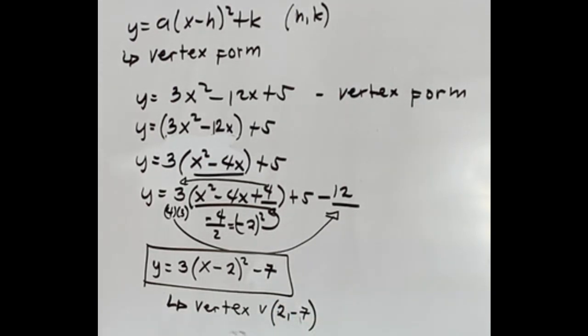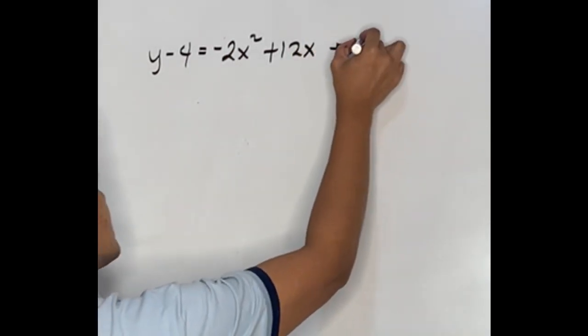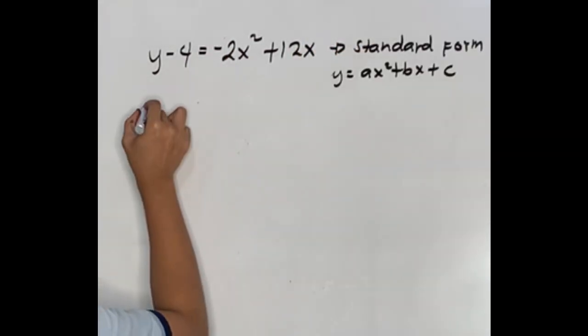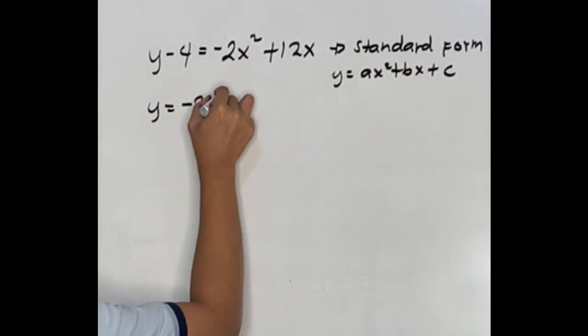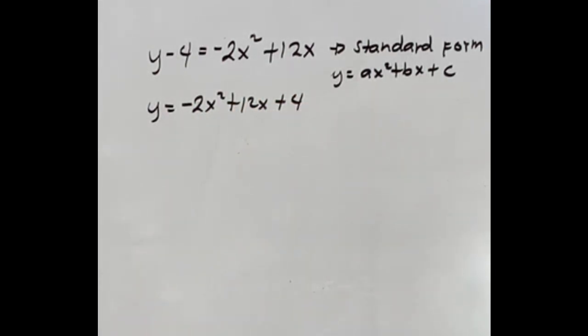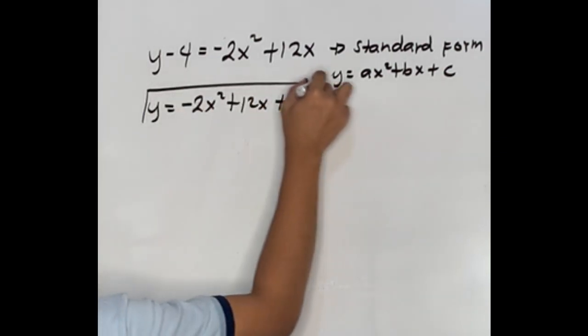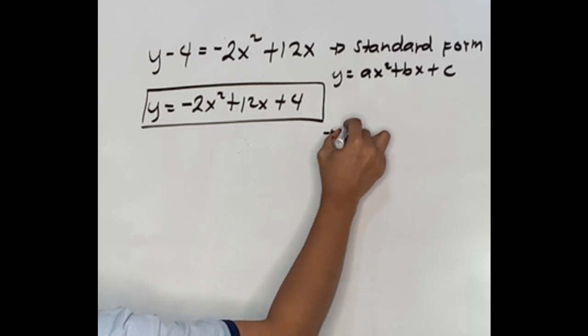Let's continue. Considering y minus 4 is equal to negative 2x squared plus 12x. Now we will be rewriting this. Let us rewrite this in standard form. So you will be having y is equal to negative 2x squared plus 12x plus 4. So that is the standard form of the quadratic function. How about if we are to rewrite in vertex form?